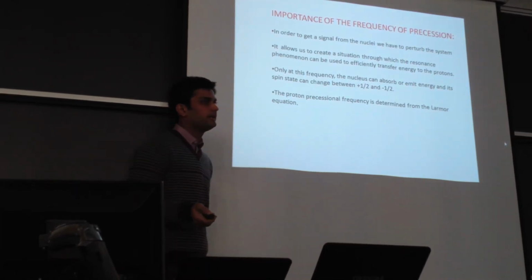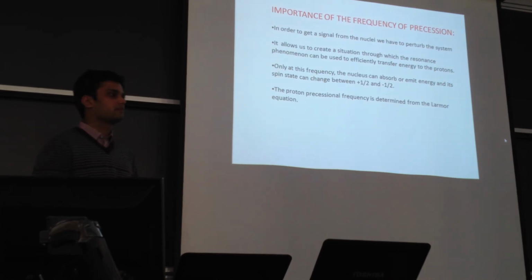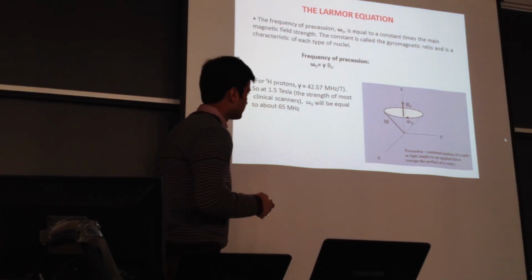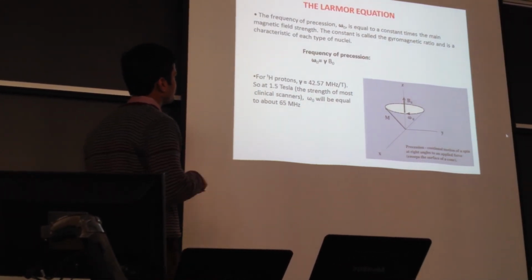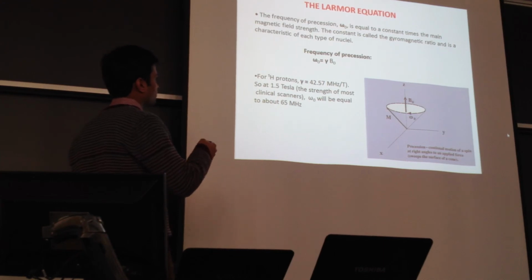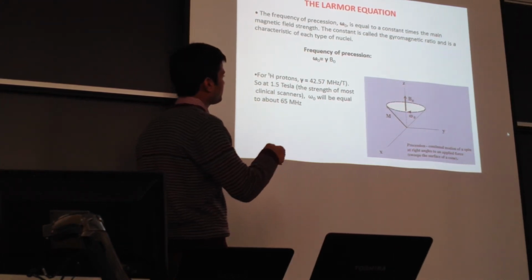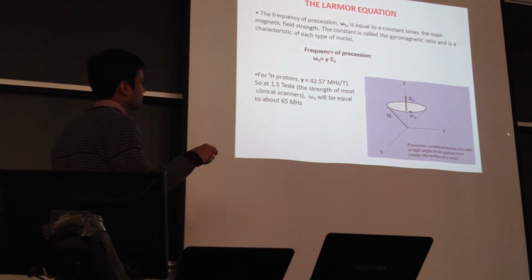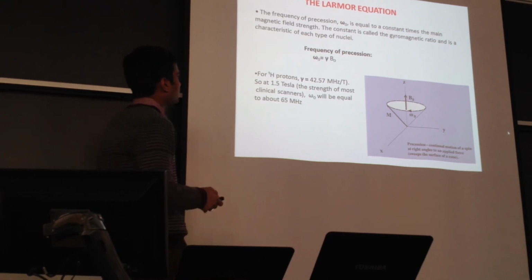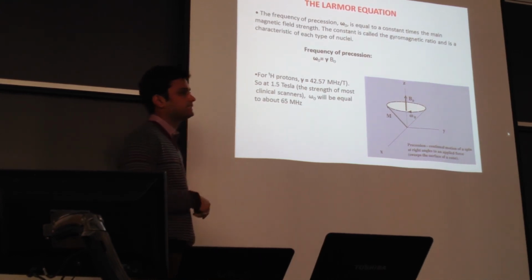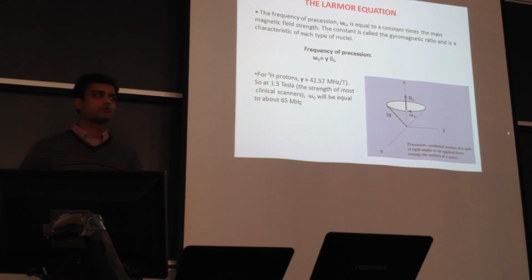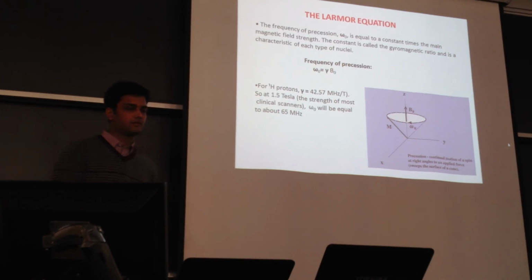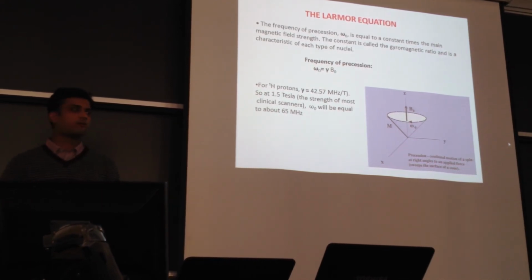And so how do we determine what's the resonance frequency? That's obtained by an equation known as the Larmor equation. So this is the Larmor equation. It says that the frequency of precession, that's omega 0, is directly proportional to the external magnetic field, B0. And the constant gamma is known as the gyromagnetic ratio, and it is a characteristic of each type of nuclei. All the nuclei have their own specific values of gamma. So we can calculate the frequency of precession for all the nuclei individually.